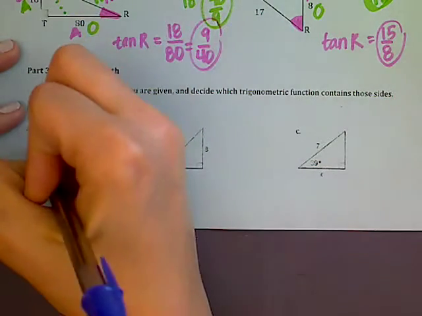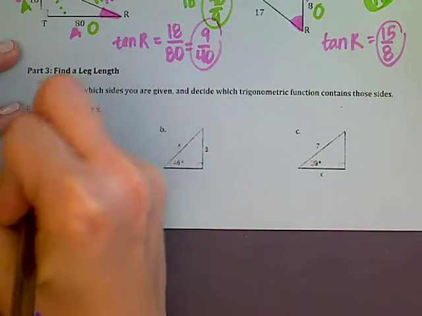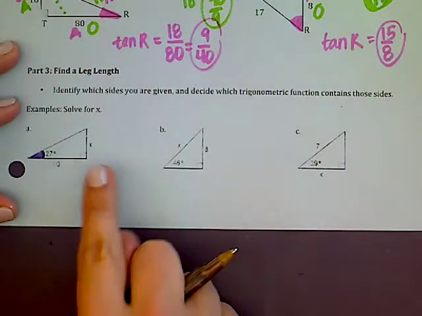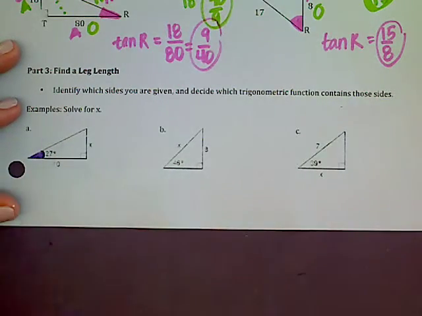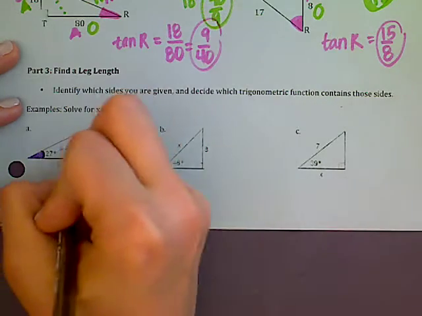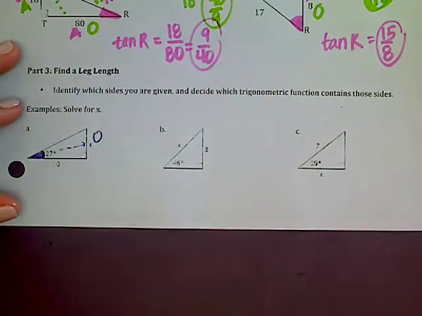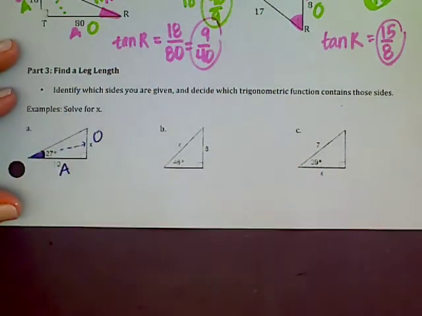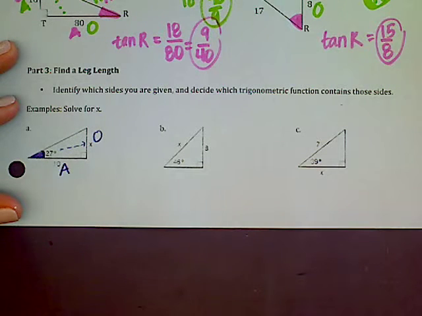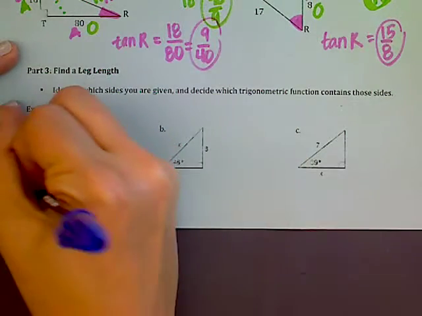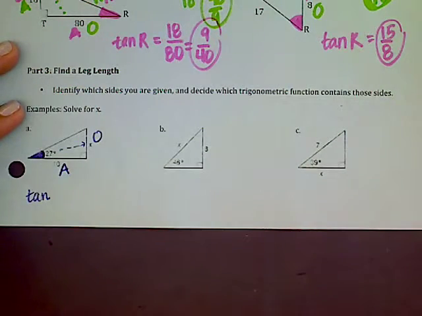What you do is you look at the angle that you're given, so 27. I want to know which two sides they give me with respect to 27. They give me the opposite, and they give me the adjacent. So you need to think, if I have opposite and I have adjacent, which trig function do I use? And you should come up with tangent, because tangent is opposite over adjacent.